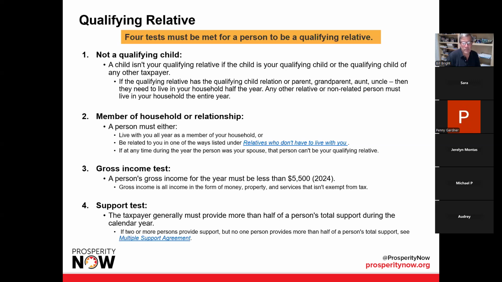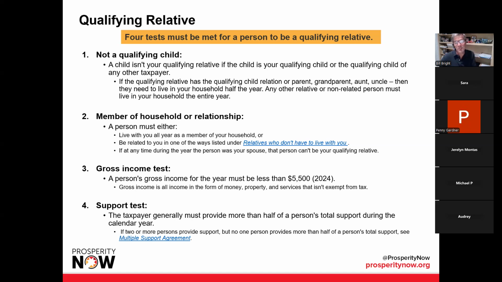The gross income test for 2024: the person you're claiming as a qualifying relative must have income less than $5,500. And that's all W-2 earnings, cash earnings, whatever. The support test: the taxpayer generally must provide more than half of a person's total support during the calendar year. Same thing as with a qualifying child, that you're providing more than half their support.